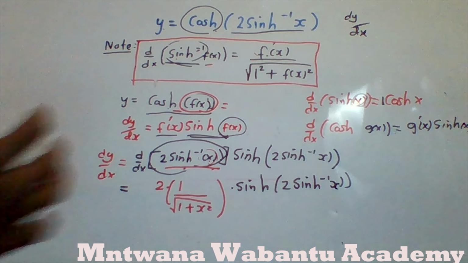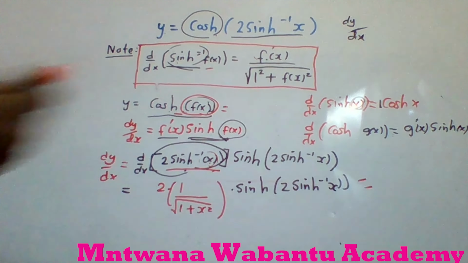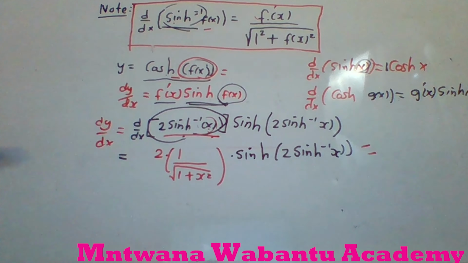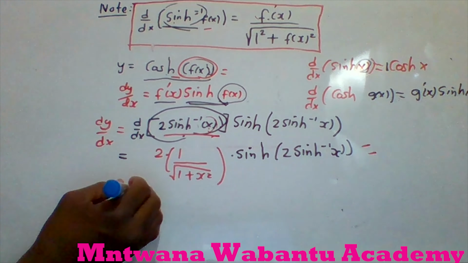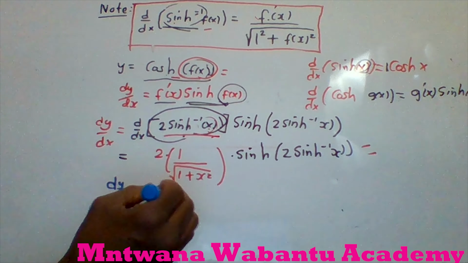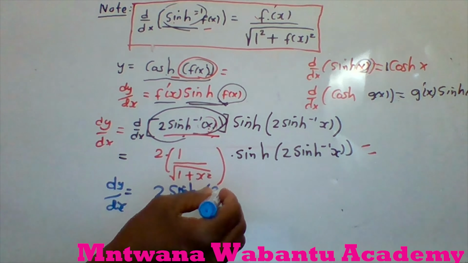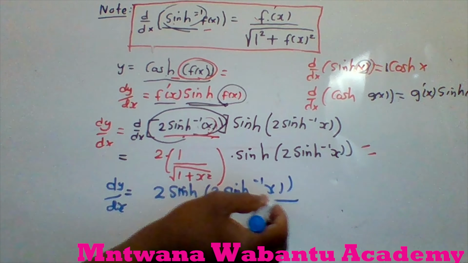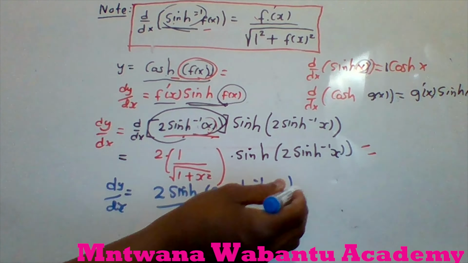So it's done. You can try to put it together, and we're done with the question. So dy dx equals 2 sinh of 2 sinh inverse of x, times 1 over the square root of 1 plus x squared.